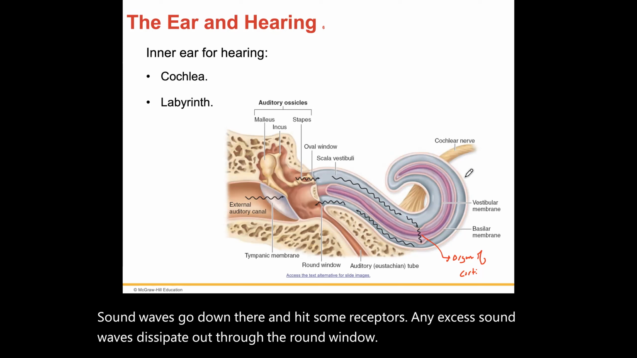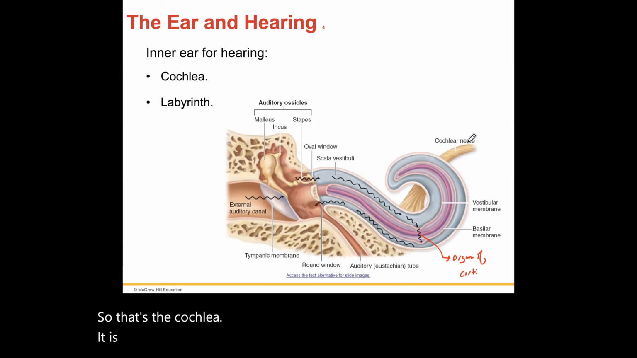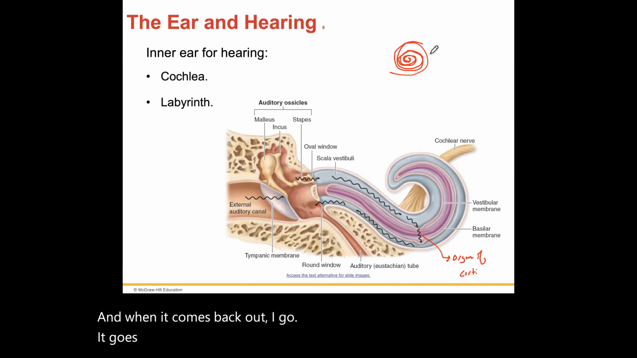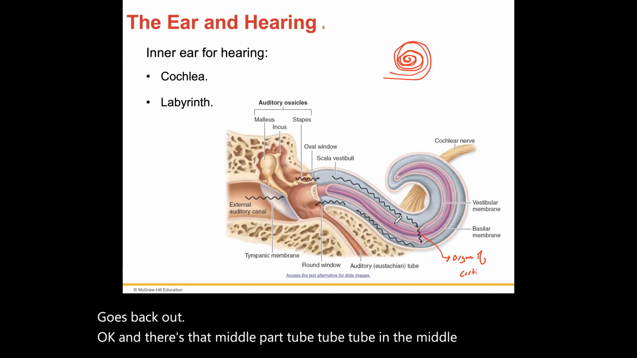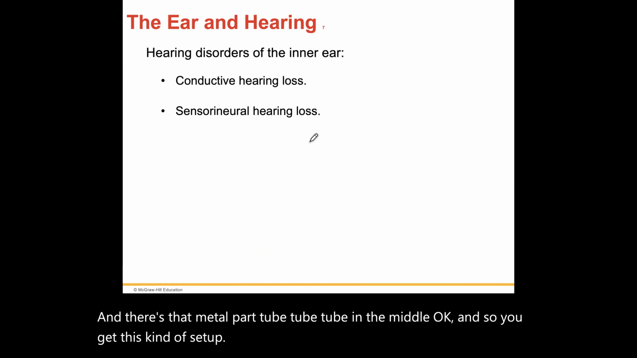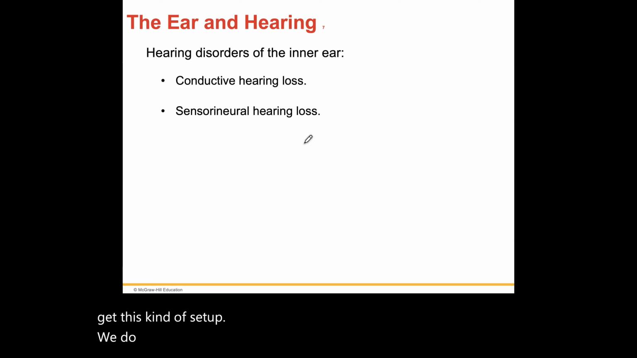So that's the cochlea. It is a labyrinth because it is a maze of tubes in this coil format. And when it comes back out, it goes back out. Okay, and there's that middle part, the tube in the middle. So you get this kind of setup. We do have a couple different hearing losses.